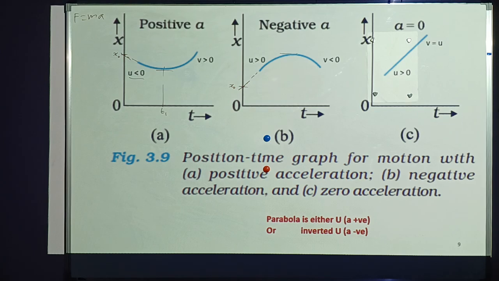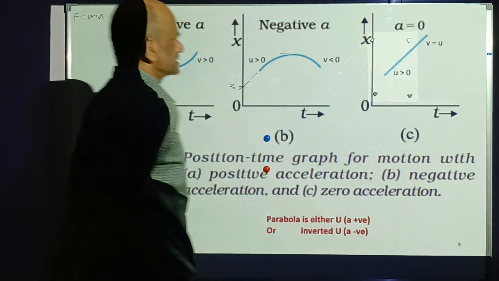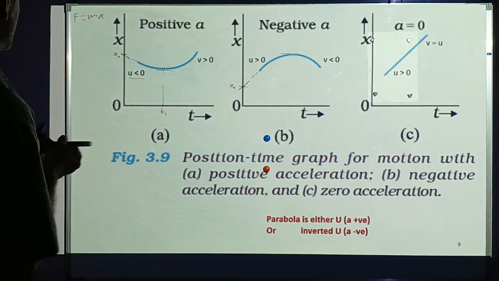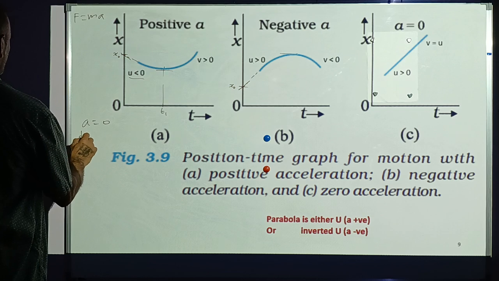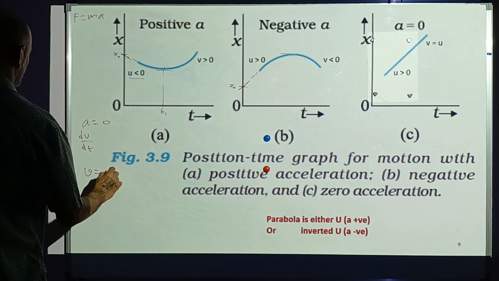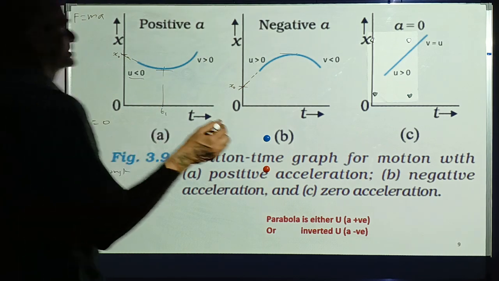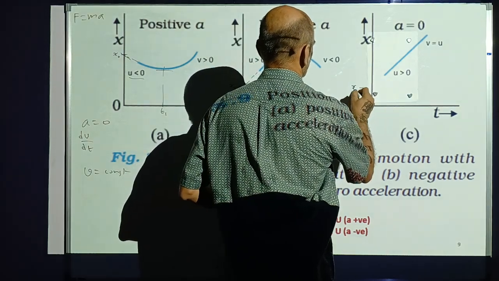Third case, and velocity at any time, which is the slope of the curve, is constant because it's a straight line. So the acceleration is 0. When acceleration is 0, that means dv by dt is 0. That means velocity is constant, not a function of time. So for this, the trajectory will look like this. Let this point be x naught.